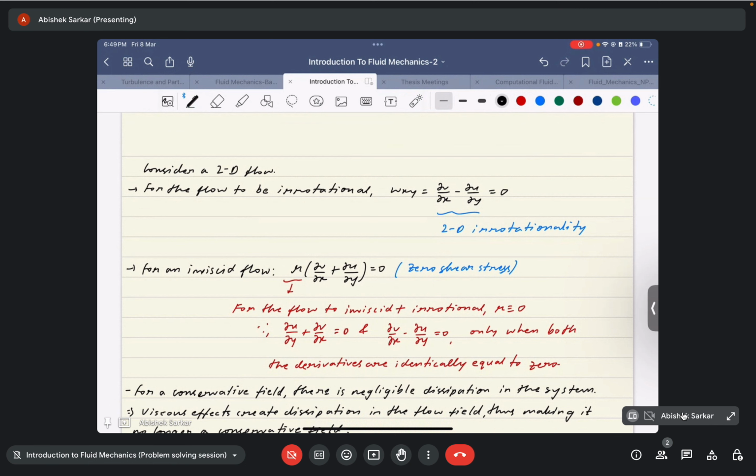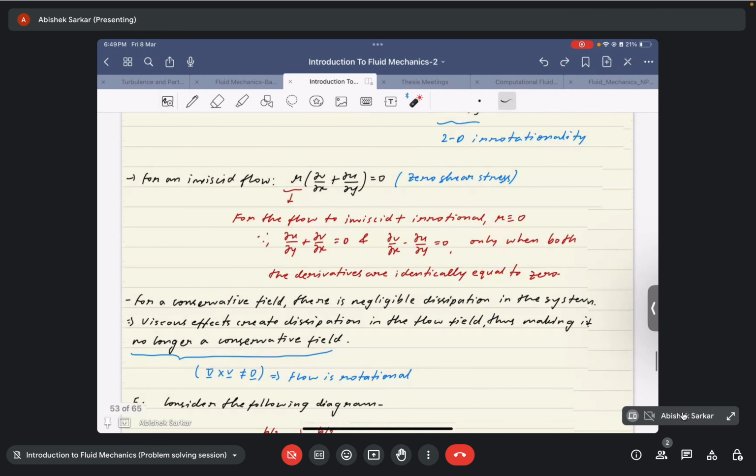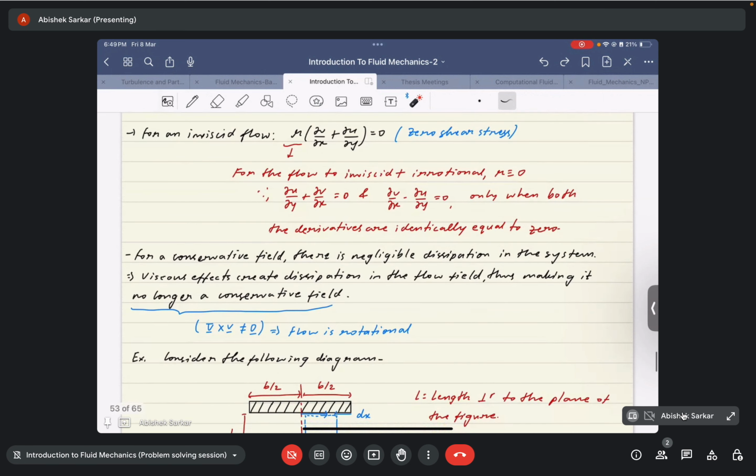And here again, you can see that since ∂v/∂y plus ∂v/∂x is equal to 0, I'm sorry, and ∂v/∂x minus ∂v/∂y is equal to 0, it is only possible when both these terms are individually identically 0. So there are no velocity gradients present in the flow field, and thus there is negligible dissipation in the system.